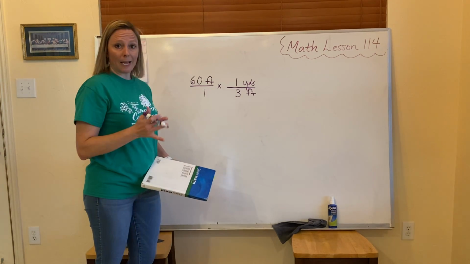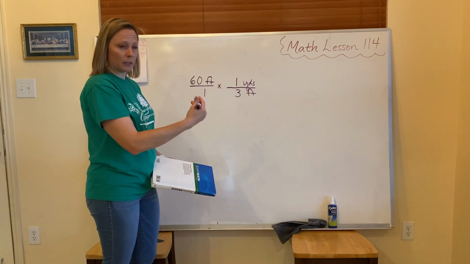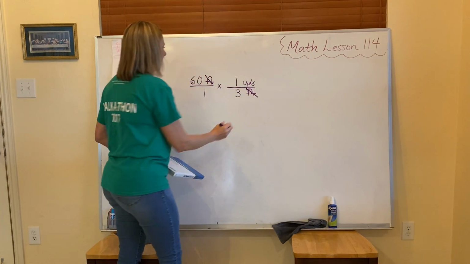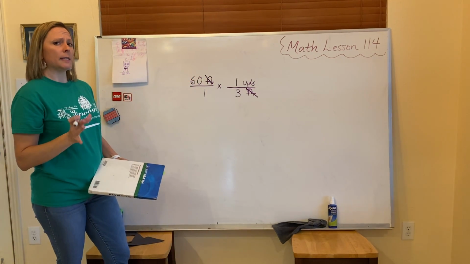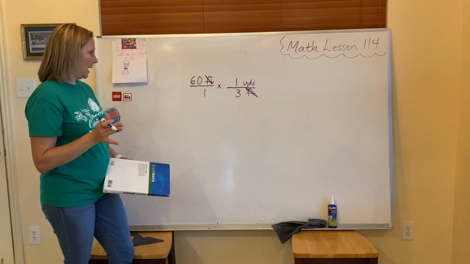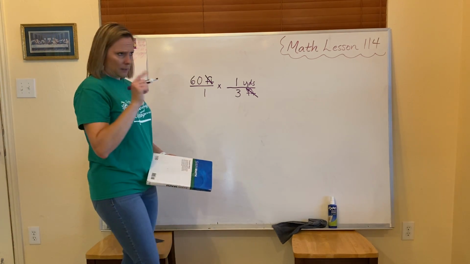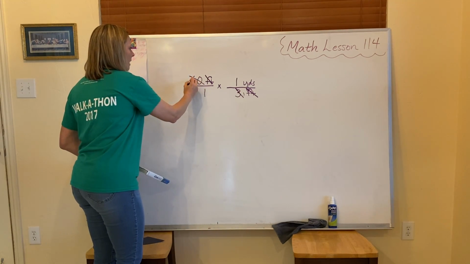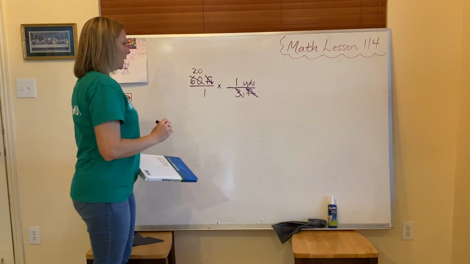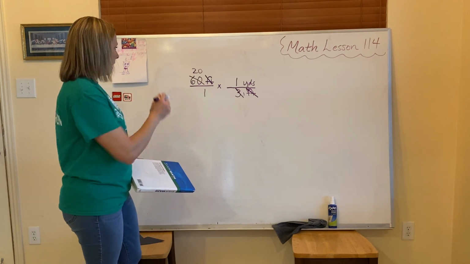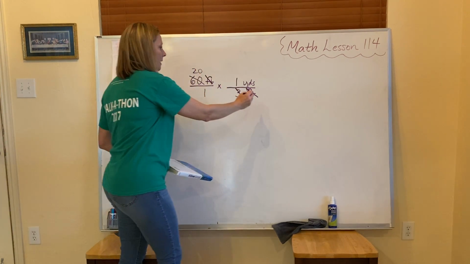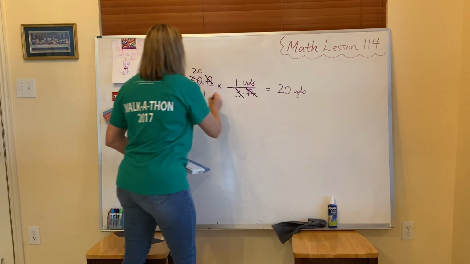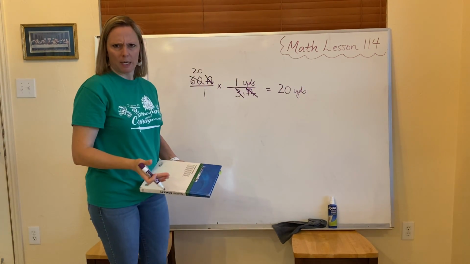We'll cancel out like units in the numerator and denominator, which is feet. Can we reduce further since we're multiplying these? Yes, we can. 3 goes into 3 one time. 3 goes into 60 20 times. And that's given us our answer. We now have 20 times 1 yard is equal to 20 yards over 1, which is just 20 yards.